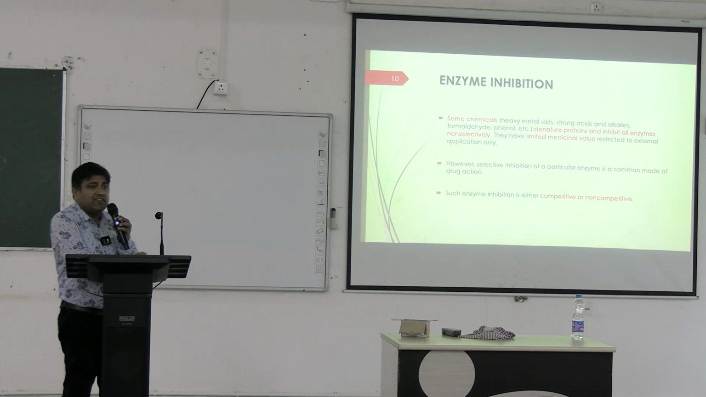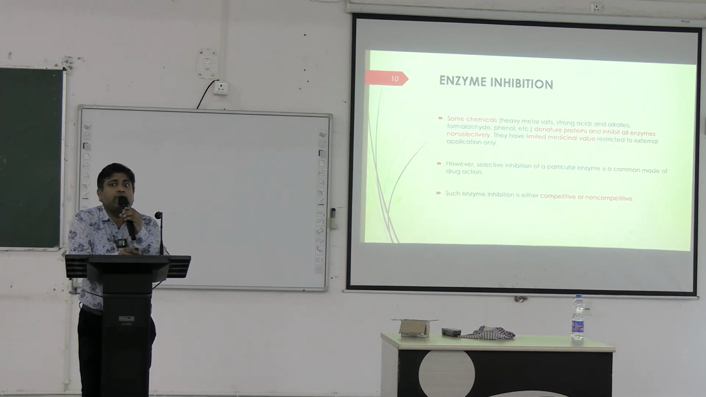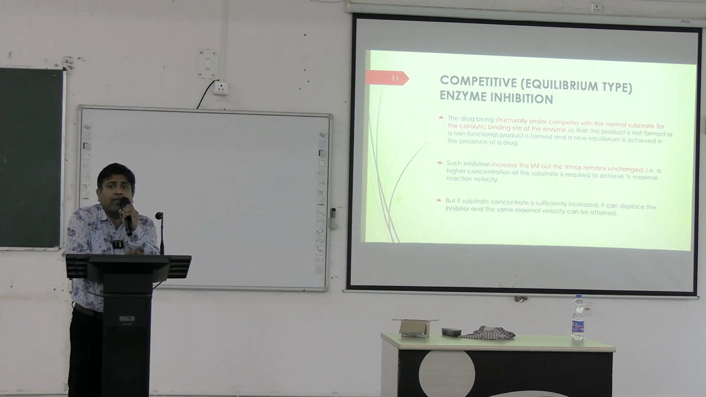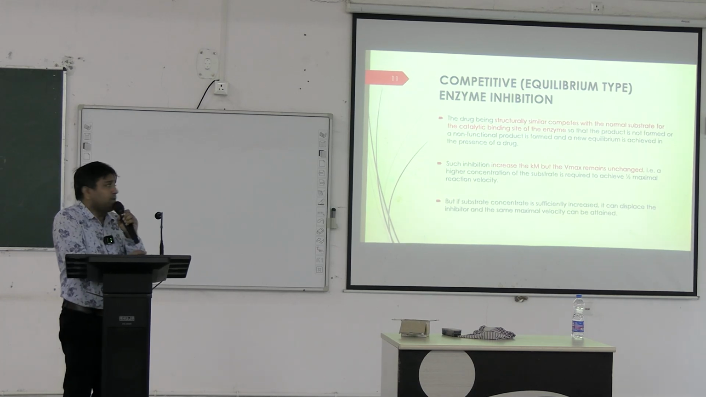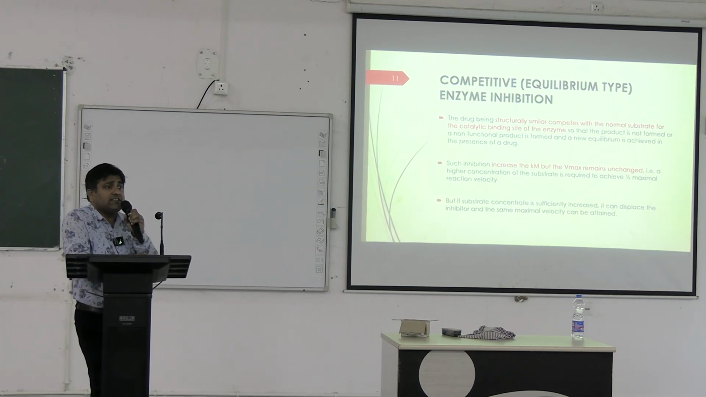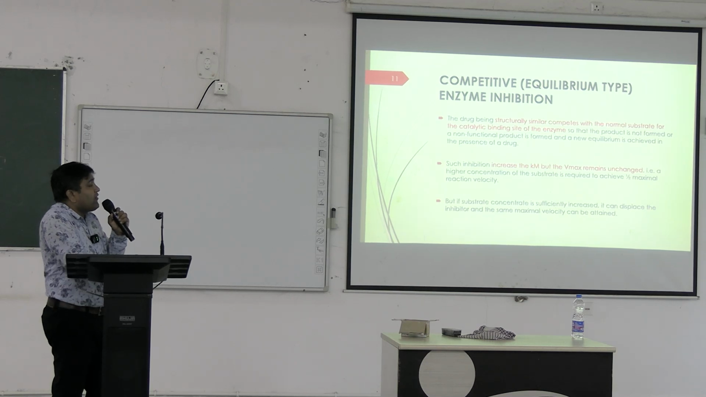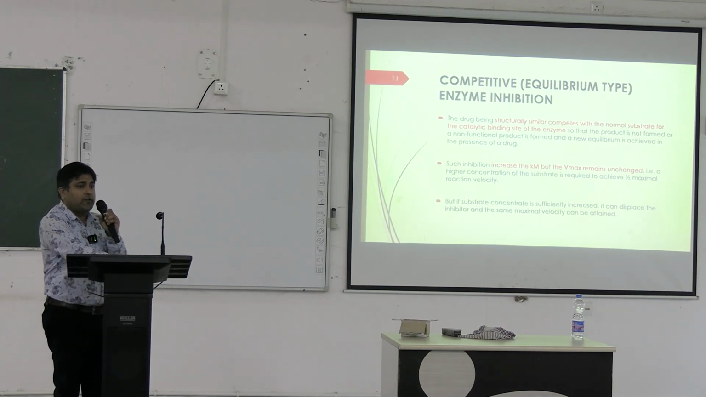Such enzyme inhibition can be competitive or non-competitive. Competitive enzyme inhibition can be equilibrium type or non-equilibrium type. So, first, competitive equilibrium type of enzyme inhibition is given here. Now, what are the criteria? Number one, the structure of the substrate and the drug should be similar. Number two, the catalytic binding site of the enzyme should be the same for the drug and the substrate. Both of these must hold, otherwise competitive enzyme inhibition will not happen.